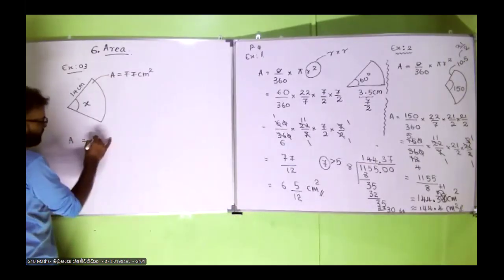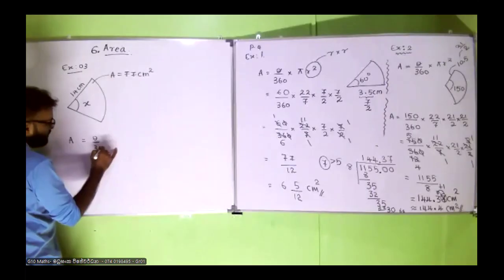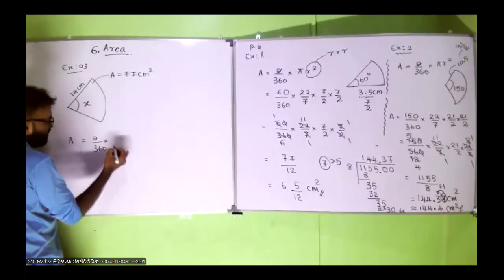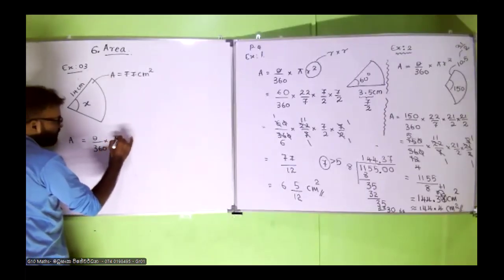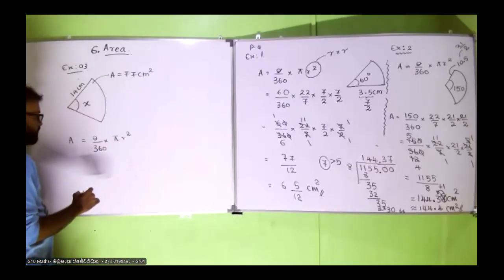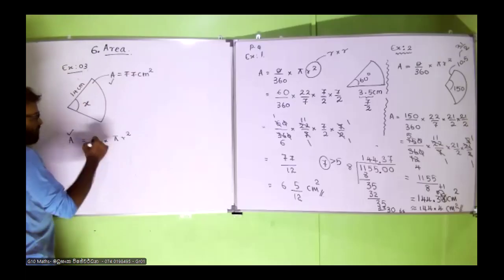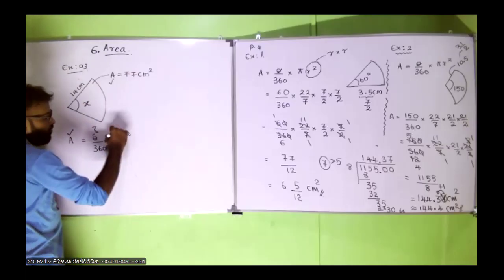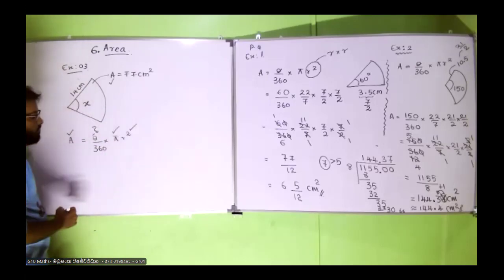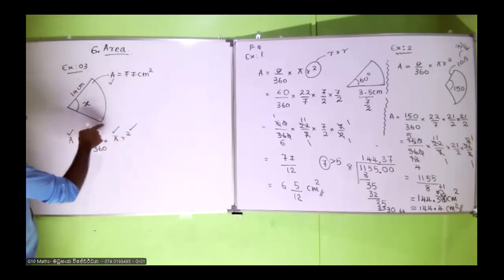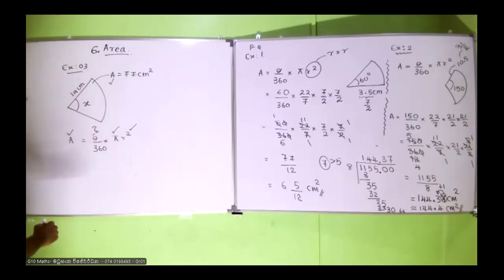A equals theta divided by 360 multiplied by pi r squared. So I know A, the area. I do not know theta, I have to find it. I know pi, I know r. All the things are known but theta. We have to find theta.